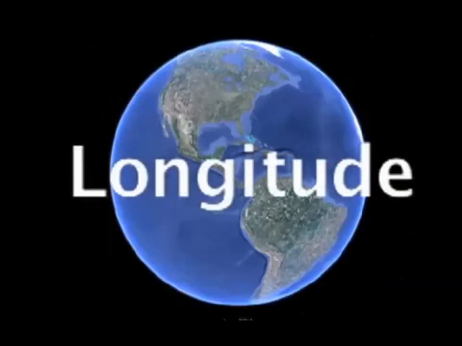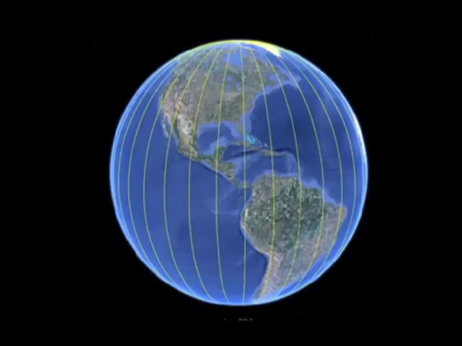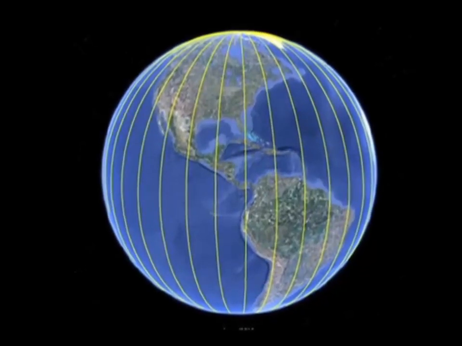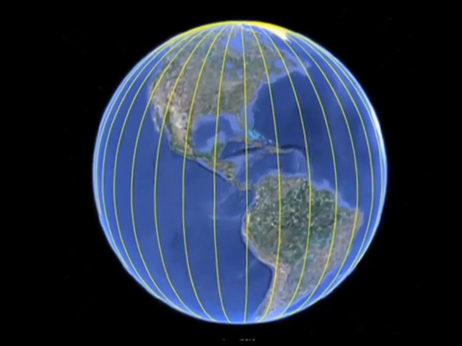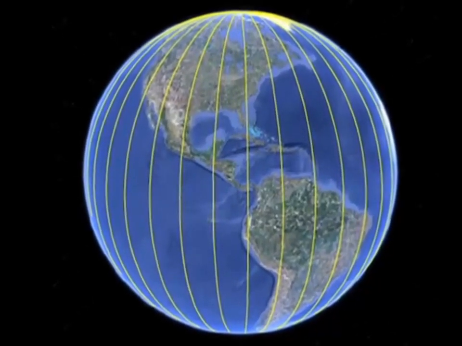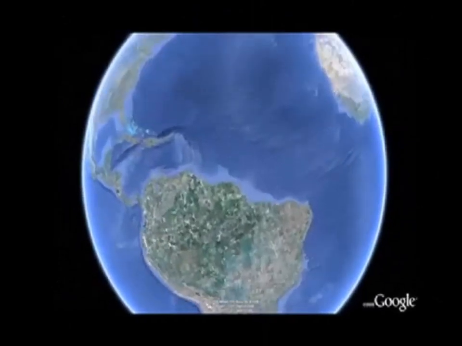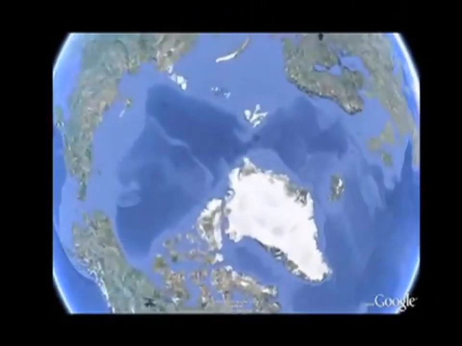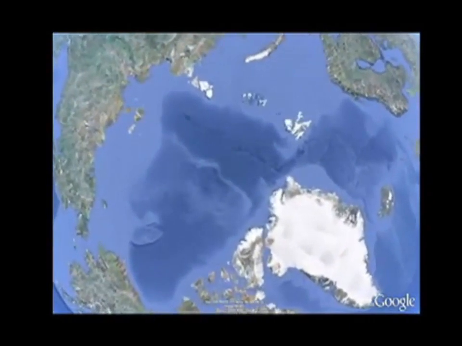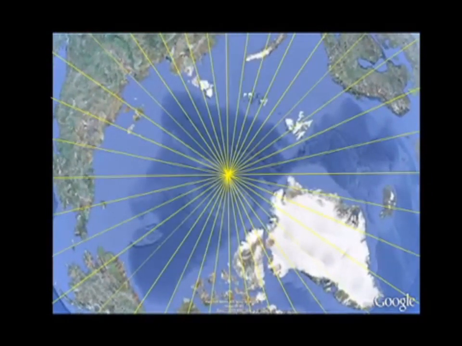Longitude. The lines that run north and south are called meridians of longitude. These lines are measured the same way as parallels of latitude using degrees, minutes, and seconds. However, unlike latitude, lines of longitude are not equidistant from each other. Meridians intersect at the north and south pole.